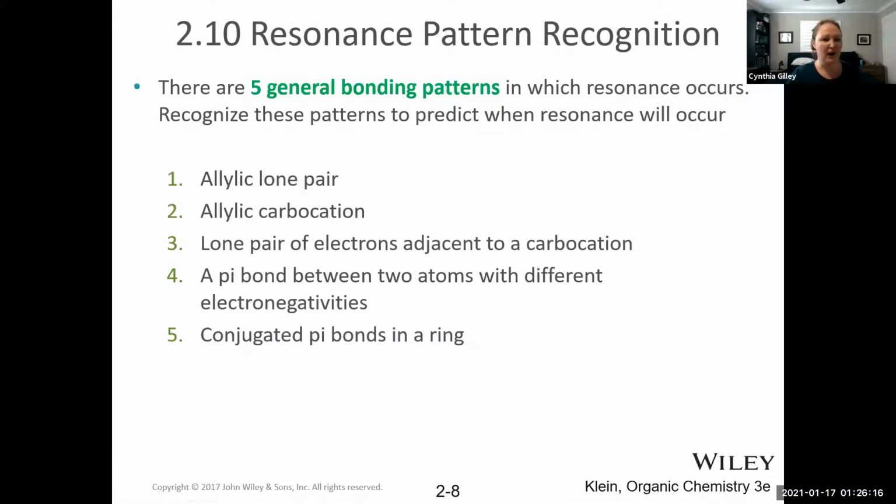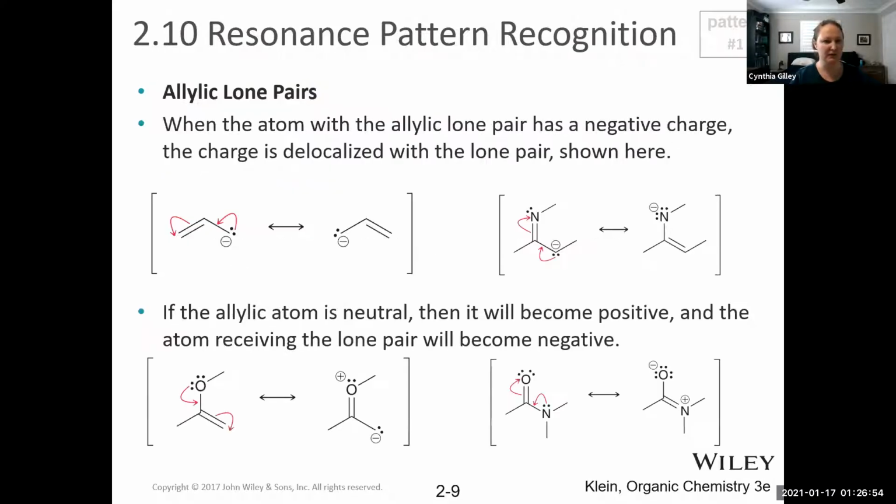Here we go. Okay, so let's talk about resonance pattern recognition. Klein breaks resonance down into patterns, which I think makes it much easier to learn than trying to learn it without patterns. The patterns that are described in this book start with the allylic lone pair, followed by the allylic carbocation, lone pair of electrons adjacent to a carbocation, a pi bond between two atoms with different electronegativities, and conjugated pi bonds in a ring. We're going to talk about each pattern briefly in review.